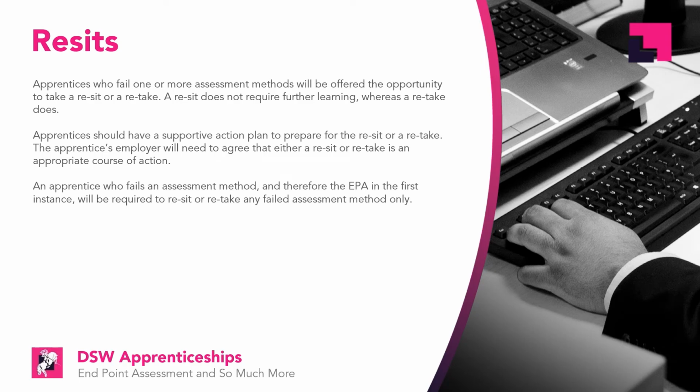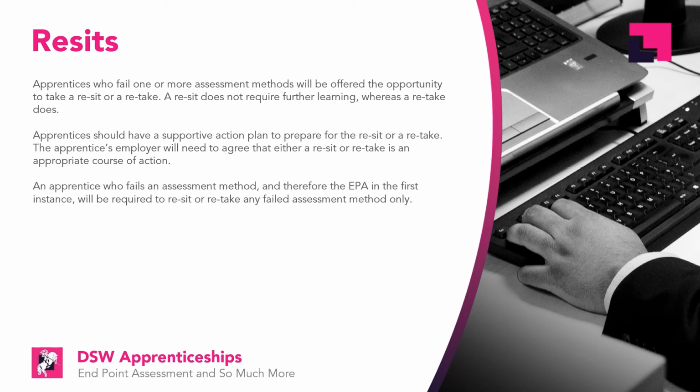Resits. Apprentices who fail one or more assessment method will be offered the opportunity to take a resit or retake. A resit does not require further learning, whereas a retake does. Apprentices should have a supportive action plan in place to prepare for a resit or retake. The apprentice's employer will need to agree that a resit or retake is an appropriate course of action. The operations team will be in contact on receipt of a fail grade notification to confirm if the apprentice would like to go ahead with a resit or retake. An apprentice who fails an assessment method will only be required to resit or retake the failed method.